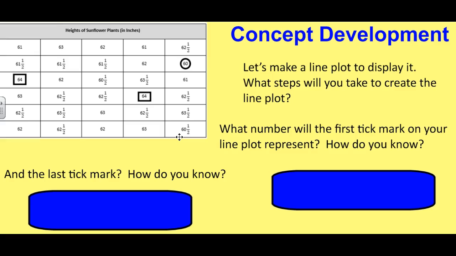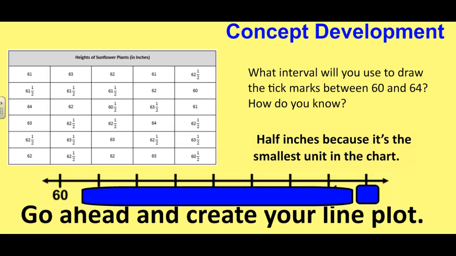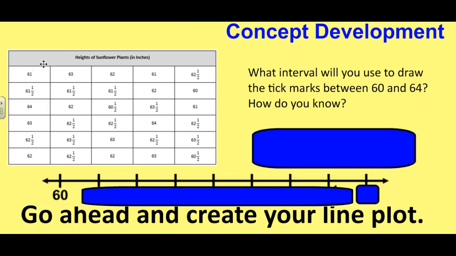So now we have figured out our first number on the line plot, which is 60 inches. Then our last one is 64, and we've got to put in all the other ones in between. Now that we know we're going to start at 60, and you know all of the ones that go in between by looking at this chart, I want you to go ahead and create your line plot. Make sure that whenever you're plotting your X's, you're checking them off on this chart as you do it, so that you don't plot one more than once.